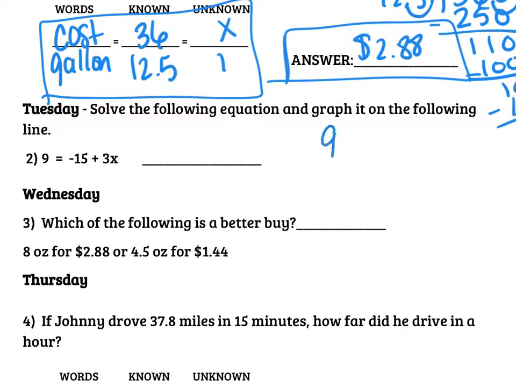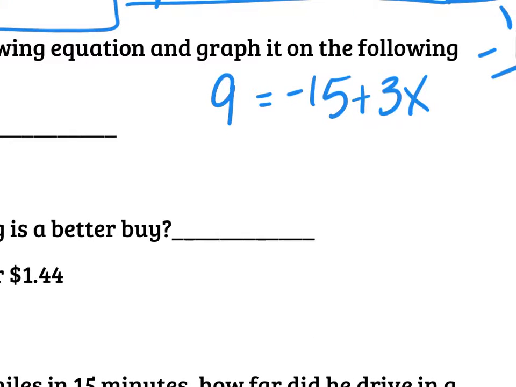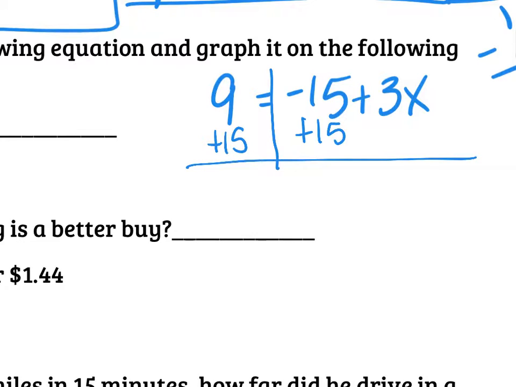Okay, number 2, we're going to solve. We're going to rewrite it. 9 equals negative 15 plus 3x. So I'm going to blow that up just so I can solve it first. It says solve it and then graph it. Okay, so I'm going to add 15. Add 15. Okay, that cancels. It gives me 24 over here, and it drops down to 3x. Divide by 3 because 3 and x are multiplying. X is going to equal 8.